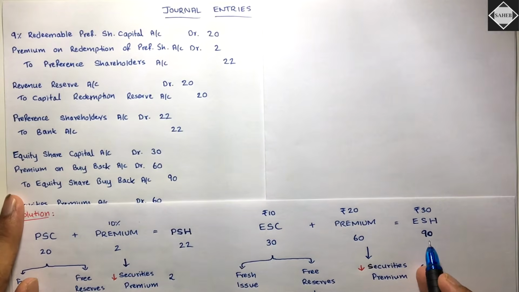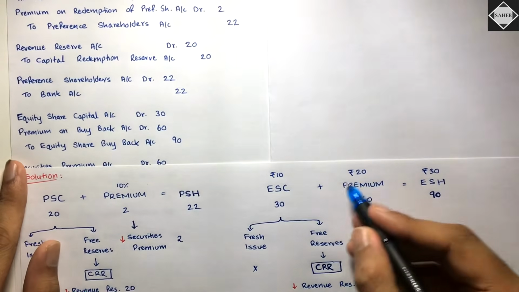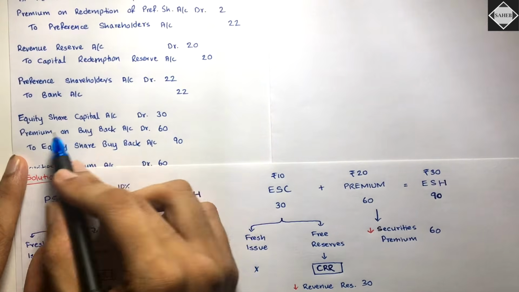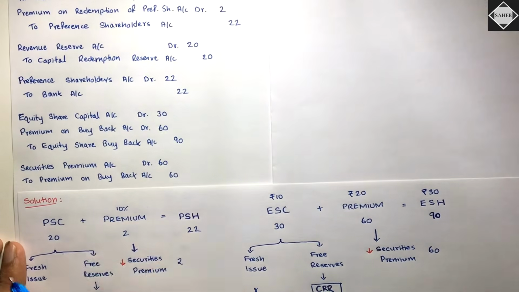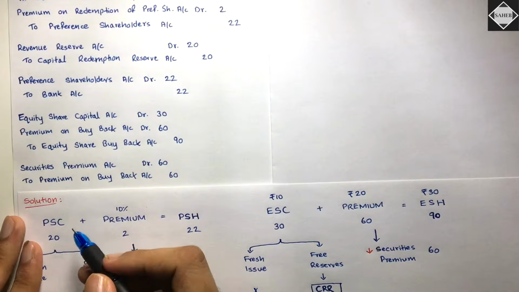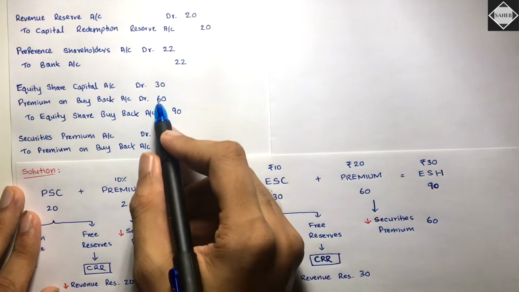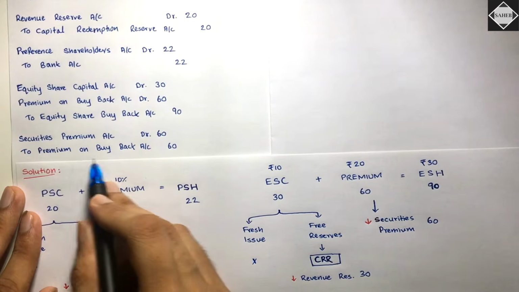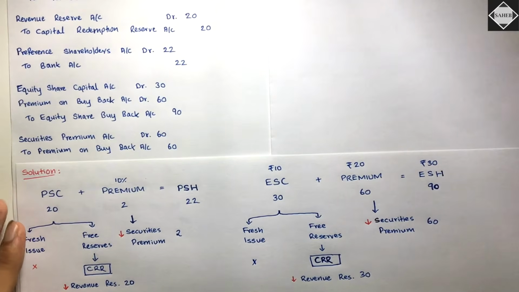Fine, 30, 60, 90. And then you will write off this premium on buyback. So how will you write off premium on buyback? It's really simple. Here it was debited now in the due entry. Now you will credit the premium on buyback to cancel it off. That's how you write it off. And the debit will be securities premium. By how much? By 60. Here it was 60 now, so 60. Securities premium account debit 60, to premium on buyback account 60. Is that clear? Simple. And then replacement of capital.